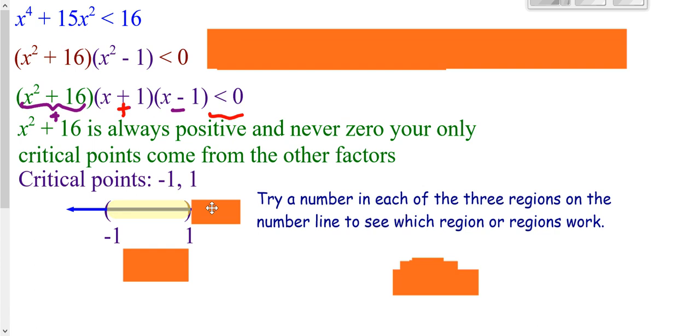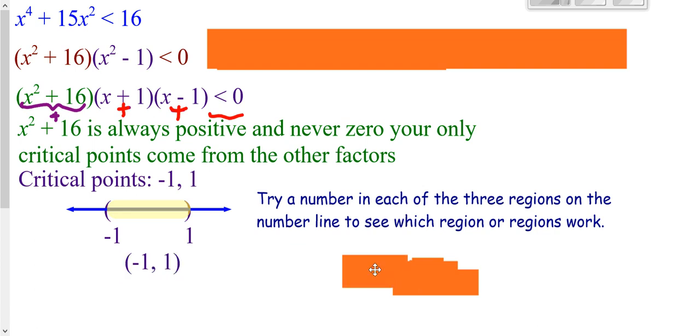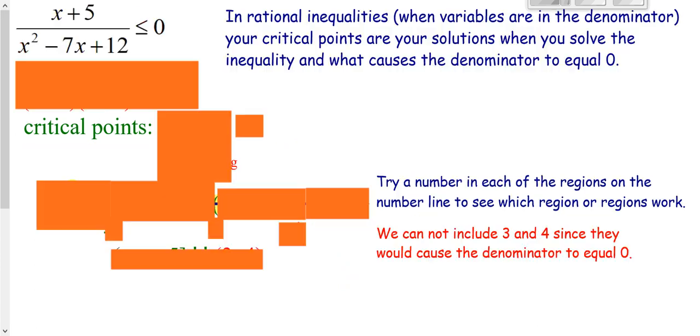Then I could try a number to the right, like say 2. If I try 2, that's always positive. 2 plus 1 is positive. 2 minus 1 is positive. Everything's positive. I get a positive answer, but that's not what I'm looking for, so it doesn't work, so I'm not going to shade. So then I'll write my answer off of my number line. Parenthesis, -1, comma, 1, parenthesis. It's parentheses because there's no equal to in our problem.